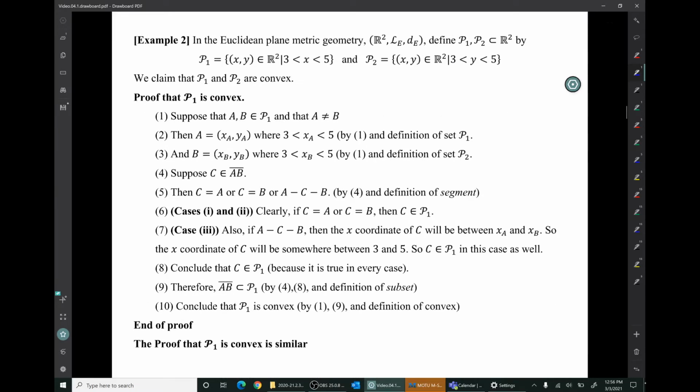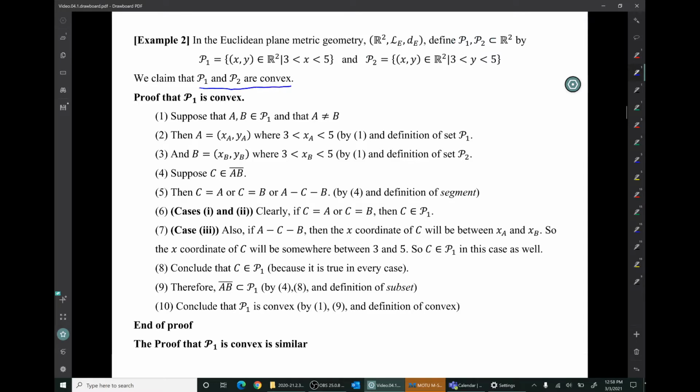So for example, in the Euclidean plane metric geometry, so remember the set of points is R2, the set of lines is the Cartesian lines, and the distance function is the Euclidean distance function. Let's define sets of points P1 and P2 in the following way. P1 is the set of all ordered pairs of real numbers such that x is greater than 3 and less than 5. Set P2 is the set of all ordered pairs such that y is greater than 3 and less than 5. The claim is that P1 and P2 are convex.